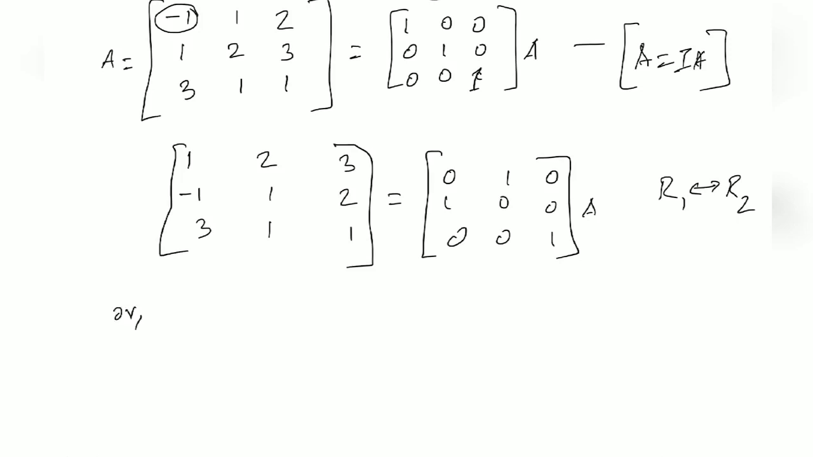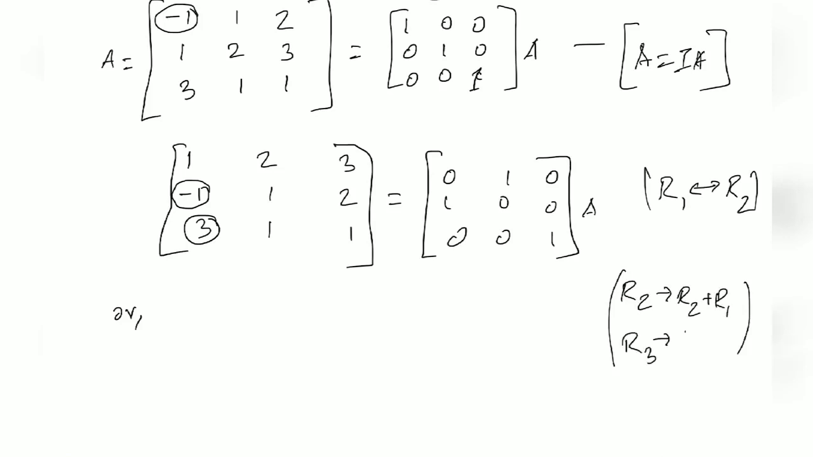Perfect. And let us apply another step. Here there is a minus 1 we can see, so we need to make it 0, right? And here is a 3, we need to make that 0 again. Now let's apply some elementary operations. One is R2 changes to R2 plus R1, and R3 changes to R3 minus 3 into R1. That will convert this encircled element into 0.